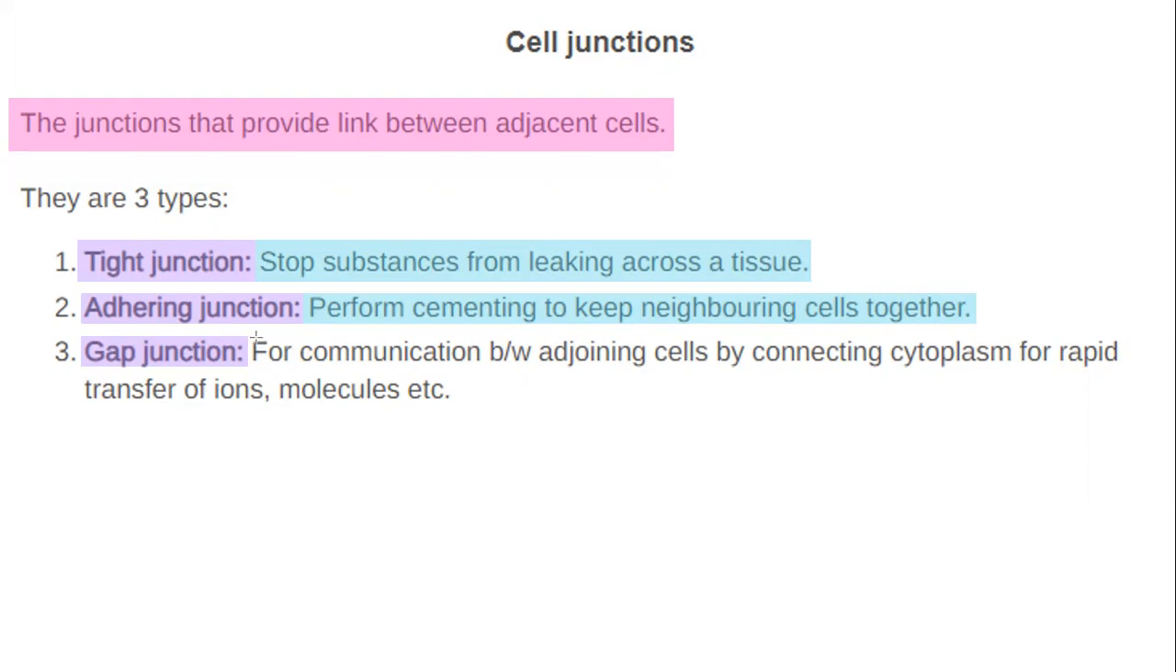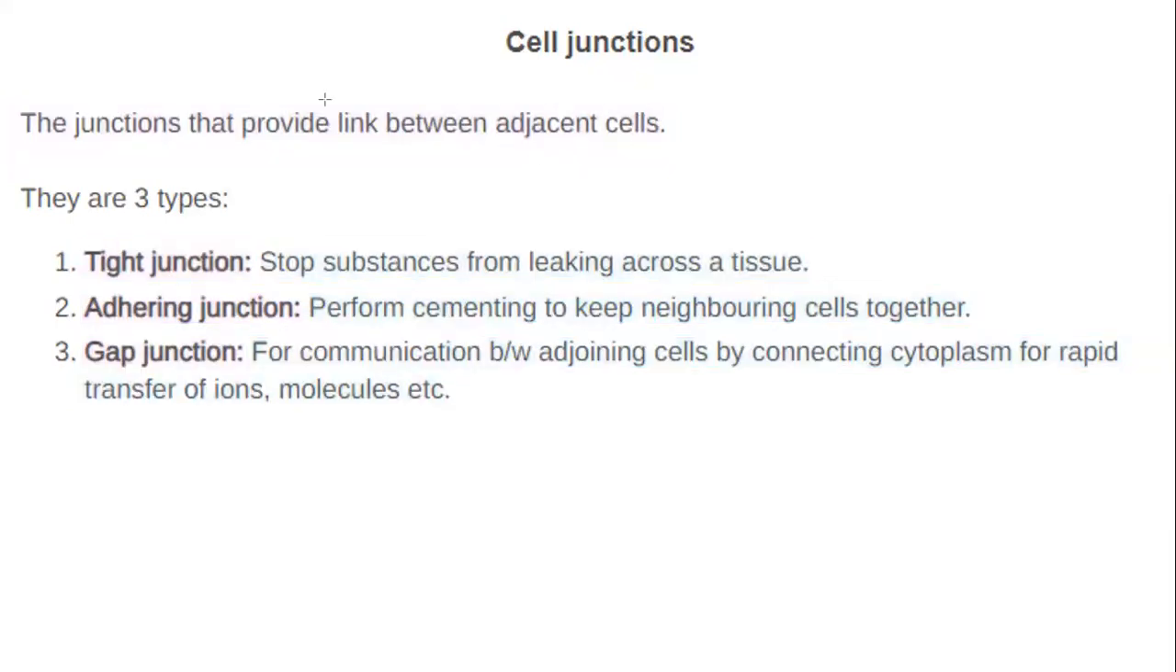Then, gap junctions facilitate the cells to communicate with each other by connecting the cytoplasm of adjoining cells in order to ensure the rapid transfer of ions and molecules. This is all about cell junctions. So I hope it's clear for you right now.